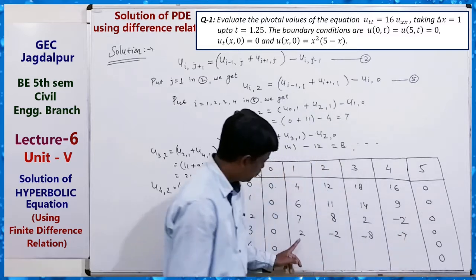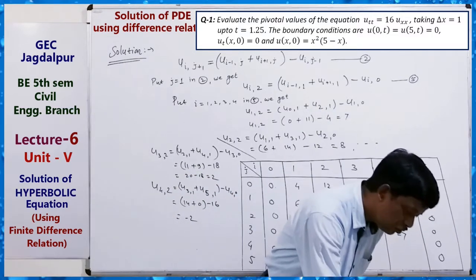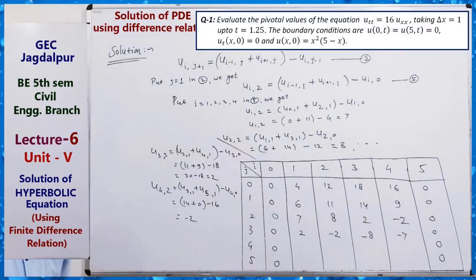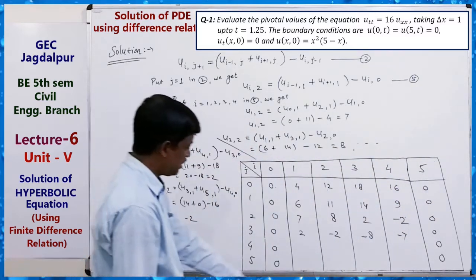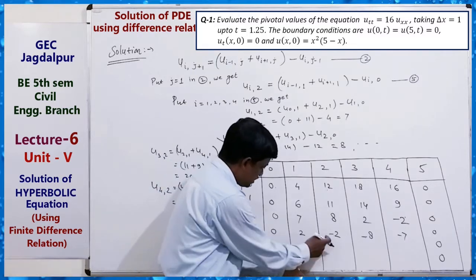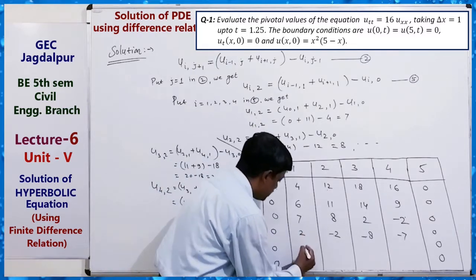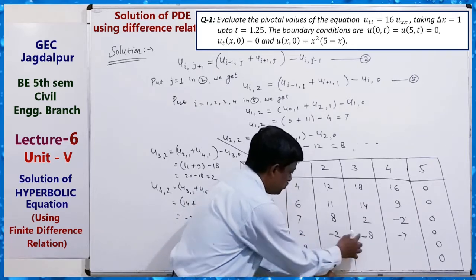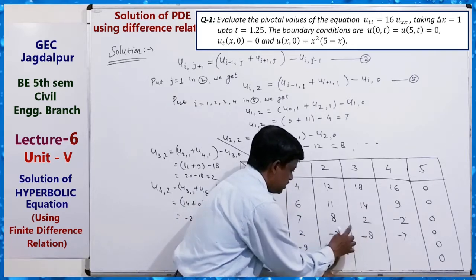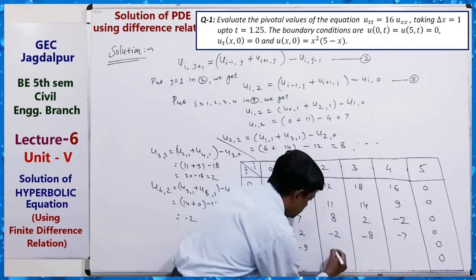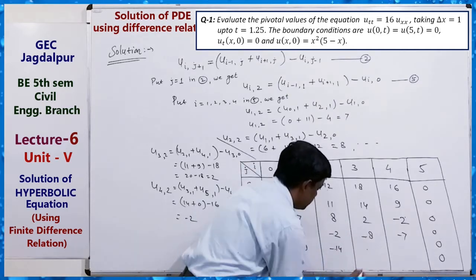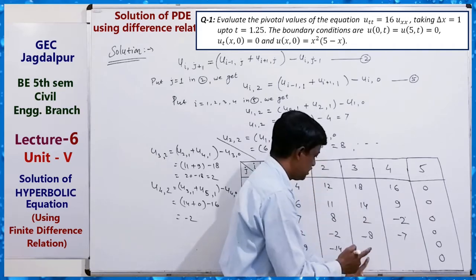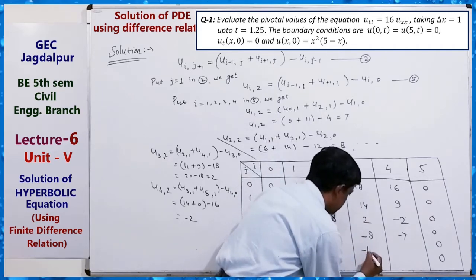So these are the values. 2 minus 2, minus 8, minus 7. 2 minus 2, minus 8, minus 10. Clear? So the same procedure you can follow. Also here, this plus this minus this. Minus 2, minus 7, minus 9. Here 2 plus minus 8, minus 6, minus 14. Here minus 2, minus 7, minus 9, minus 2, minus 11.